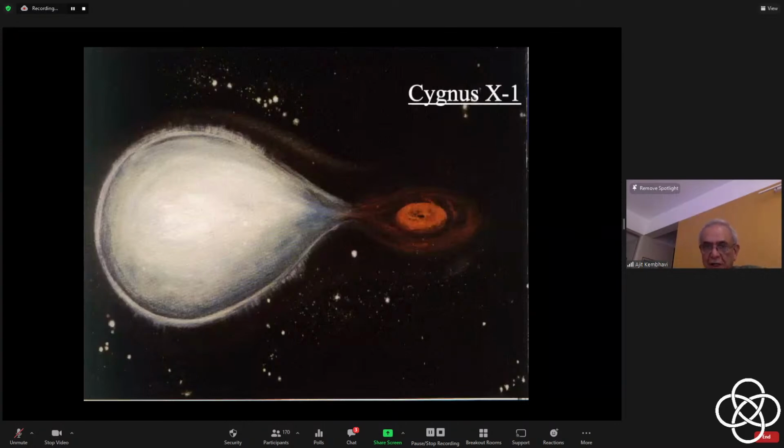Okay, so you see here, this is a famous X-ray source called Cygnus X-1. Where the star is pouring matter into it, you can see the accretion disk which is formed. This is all hypothetical, right? Meaning that it is not a real astronomical image.